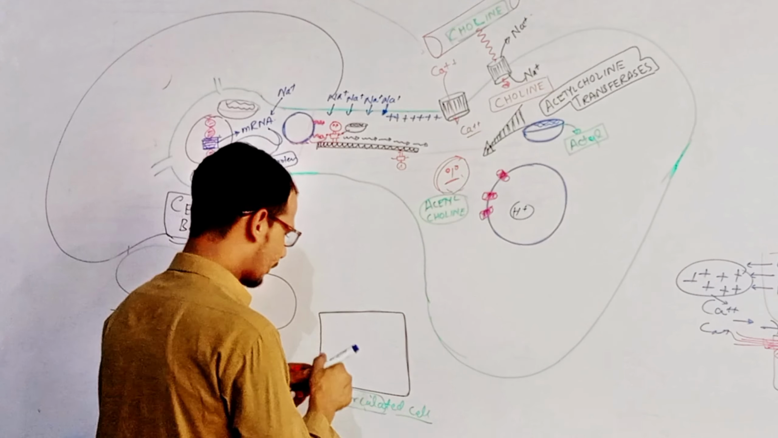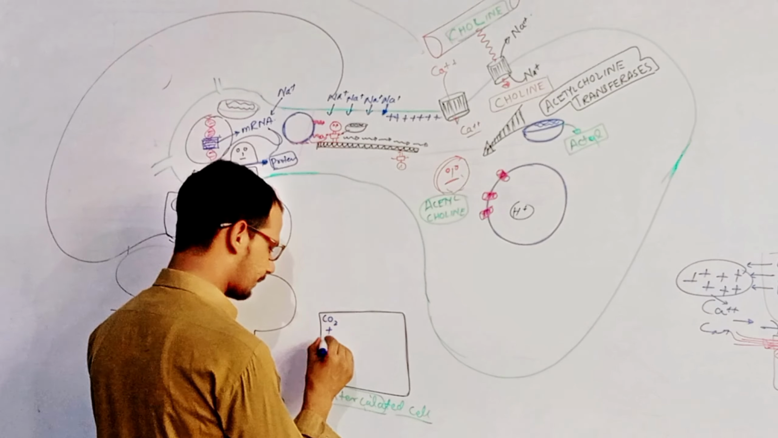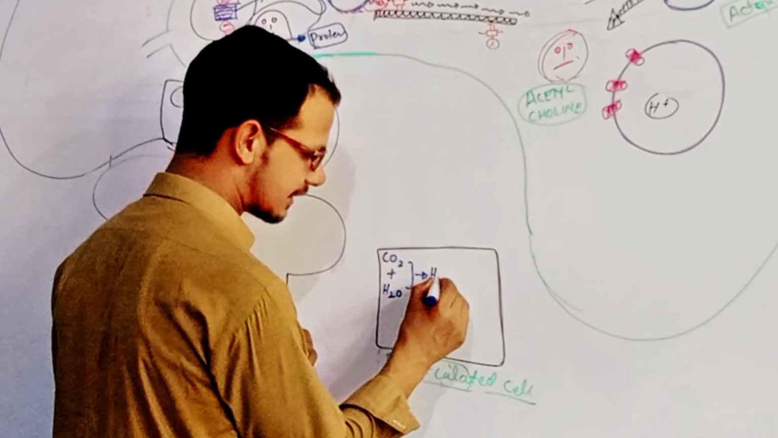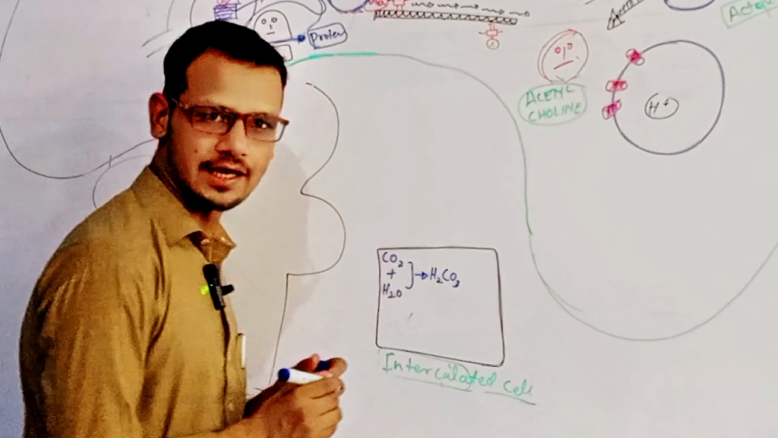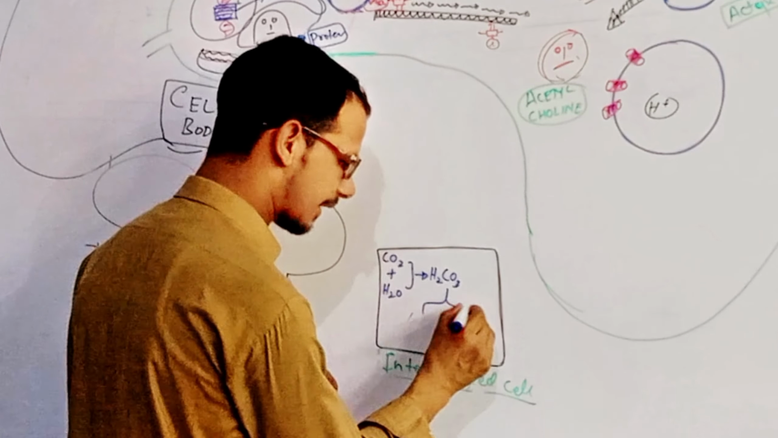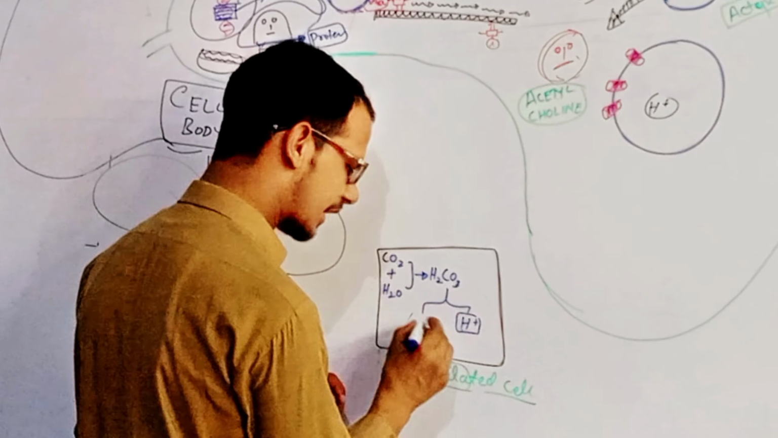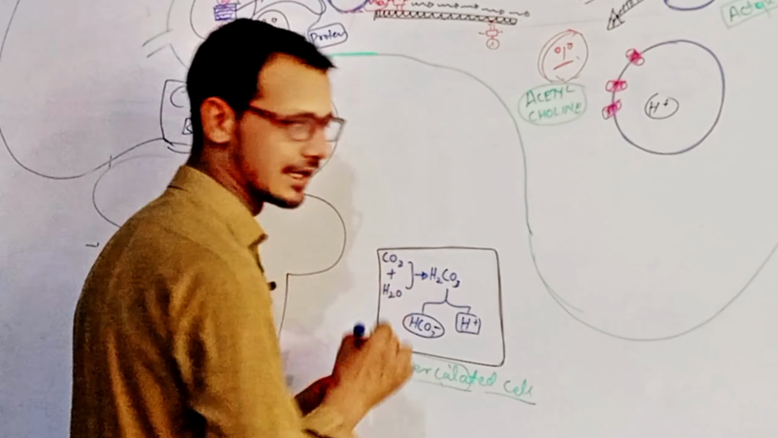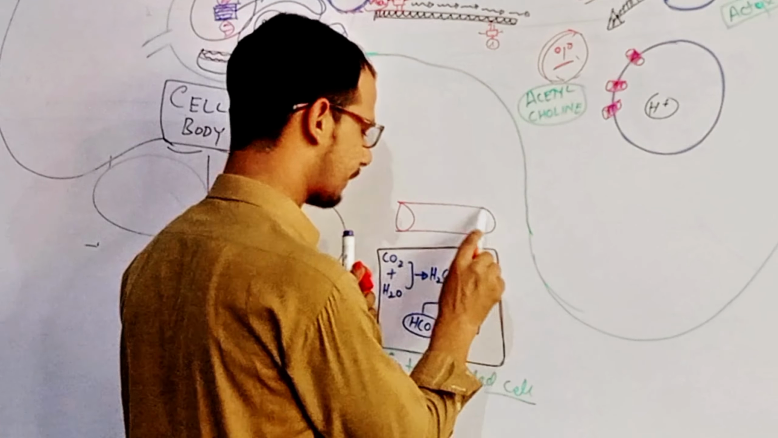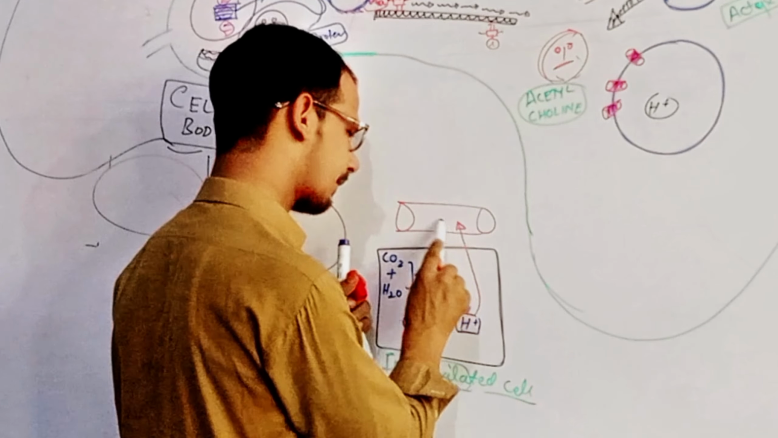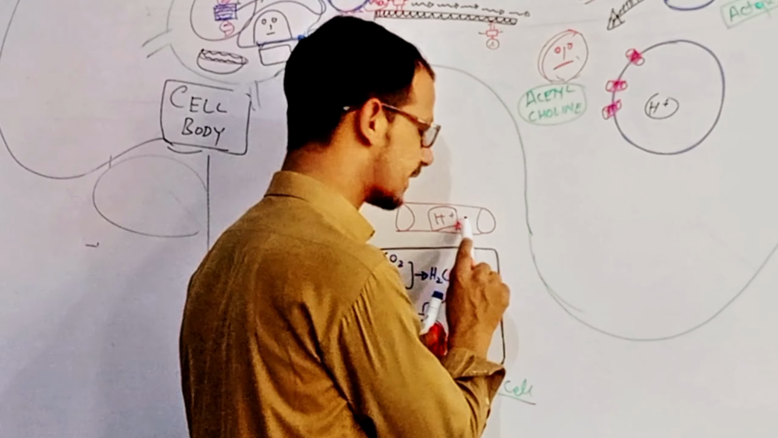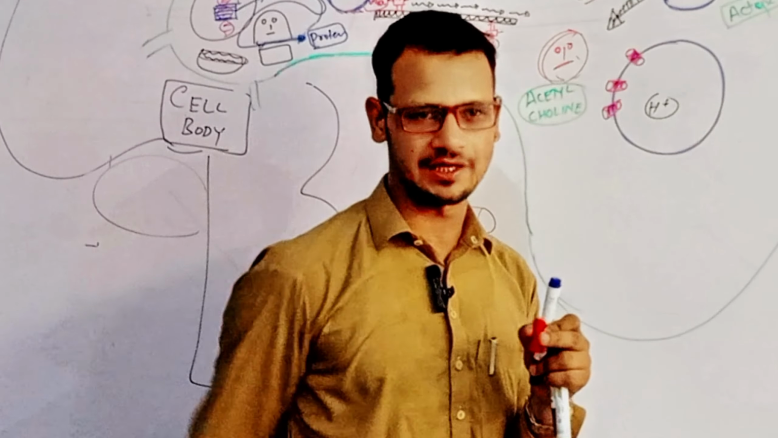Right here, one very special reaction takes place between carbon dioxide and H2O, and it forms H2CO3, carbonic acid, in the presence of carbonic anhydrase. But this carbonic acid is very unstable, and it breaks down into hydrogen ion and HCO3 minus, right. It throws this hydrogen ion into blood, and blood takes these hydrogen ions and transfers them to the needy places in the body.